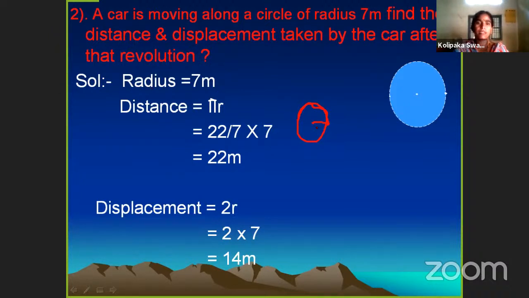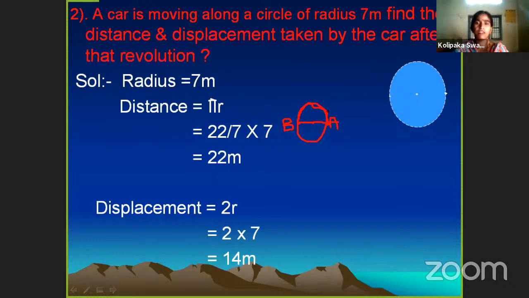Radius is 7 meters. The circumference of the circle, the total length of the circle, is 2 pi r. It goes only half of the circle. The car moving along the circle. This is the A point, and this is the B point. Now the car moves from A point to B point.